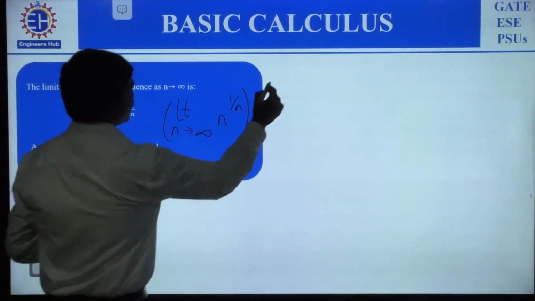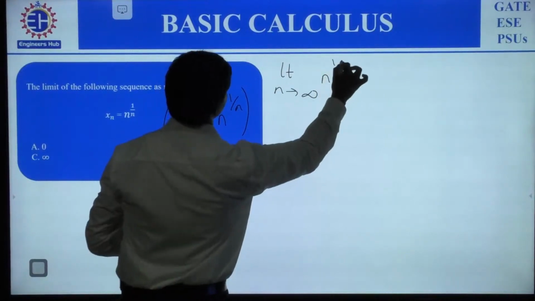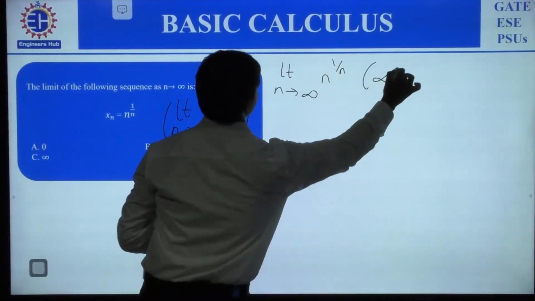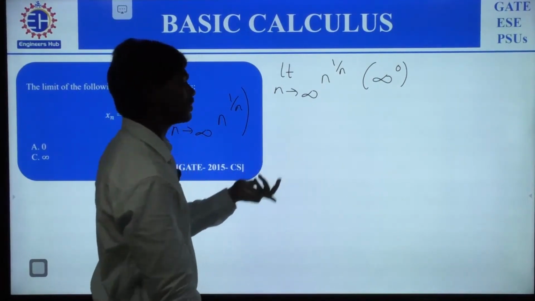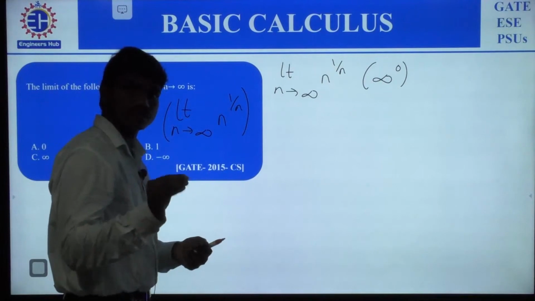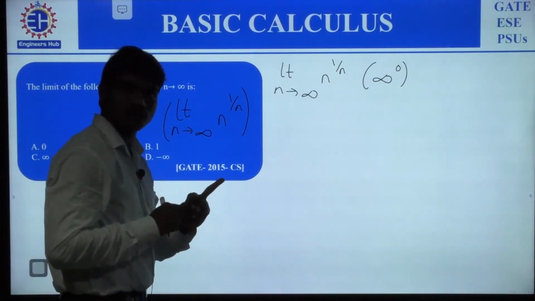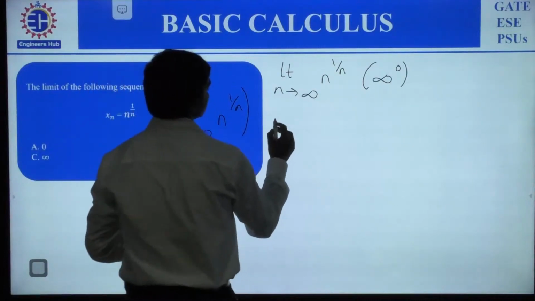So see now, limit n tends to infinity, n power 1 by n. Now this is of the form infinity power 0, correct? Which is again a power form, which is of indeterminate form. I told you if you are getting indeterminate forms of power forms, apply 2 L's. One is logarithm and the second is L'Hospital rule. So let us apply that here.